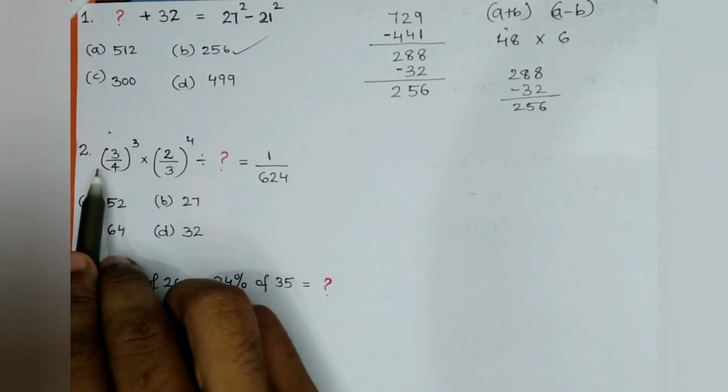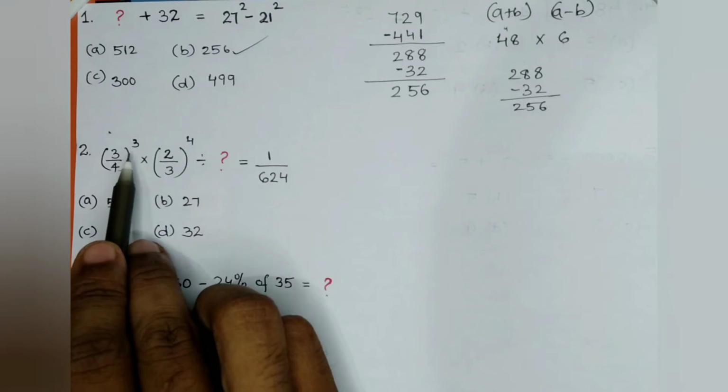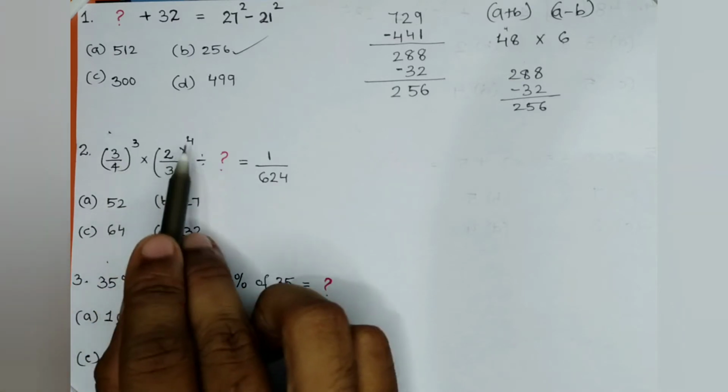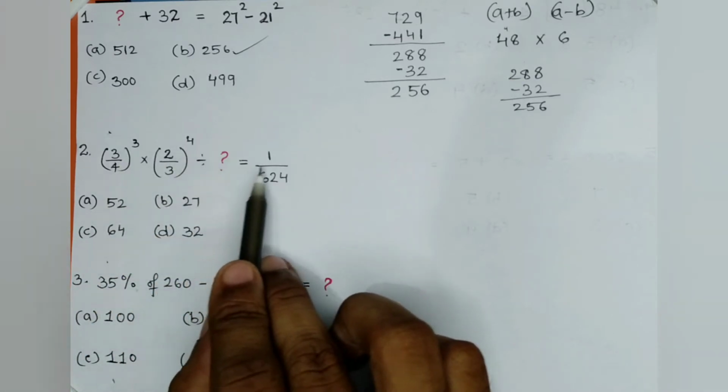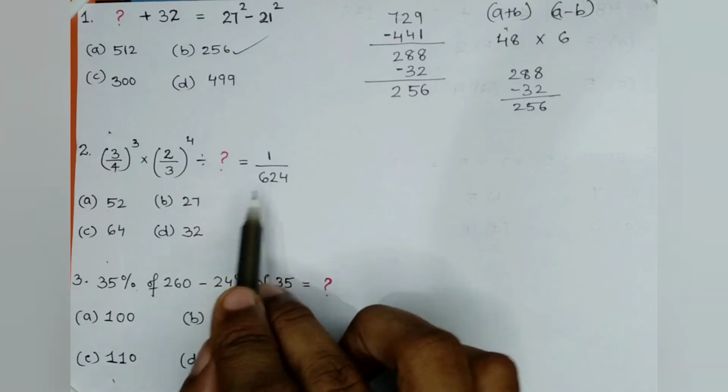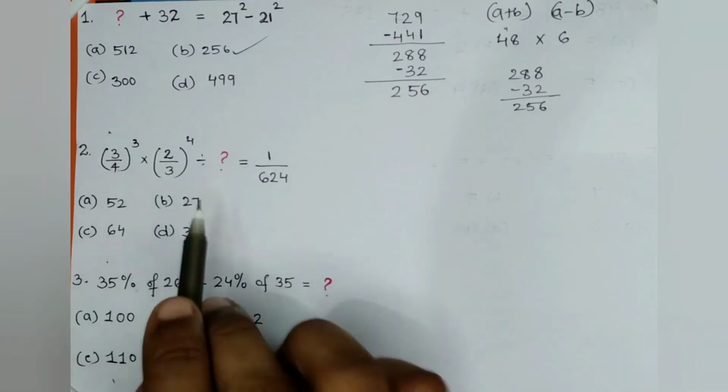To the next question, question number 2. 3 by 4 whole cube into 2 by 3 the whole raised to 4, divided by question mark, will give you 1 by 624. So how can you simplify this one?